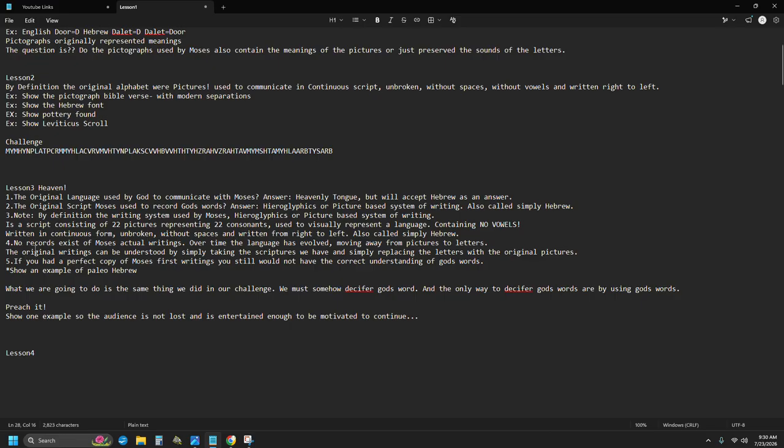No records currently exist of Moses' actual writings. We don't have his autographs. We don't have his first writings. We don't have them. Over time, the language has evolved. It has moved away from pictures to letters. The original writings can be understood simply by taking the scriptures we have and simply replacing the letters with the original pictures. So even though we don't have Moses' original words, we can replace the letters with the pictures and we can get pretty close. Now, even if you had a perfect copy of Moses' first writings, you still would not understand God's words.